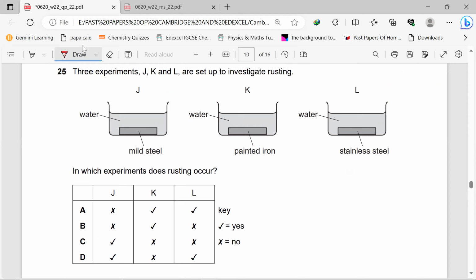Question number 25. Three experiments, J, K, and L, are set up to investigate rusting. Rusting is basically oxidation of iron in the presence of water. So this is how it is happening: mild steel, painted iron, and stainless steel. In which experiments does rusting occur? J, mild steel should rust. K should not rust and L should not rust, because painting is a barrier method and stainless steel is an alloy which doesn't rust. So C is the only correct answer. Very easy.